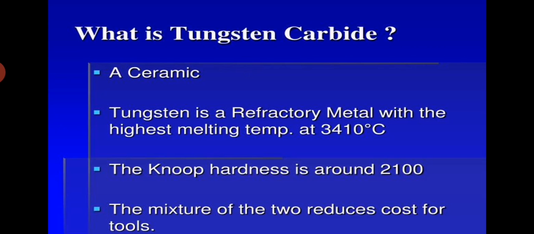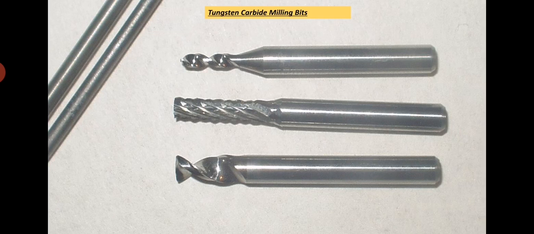The mixture of the two reduces cost for tools, and this is a tungsten carbide milling bit. These bits are made up of tungsten carbide. Where do we use them, can anyone guess? These bits we are using to make holes in doors or walls or windows by a machine.